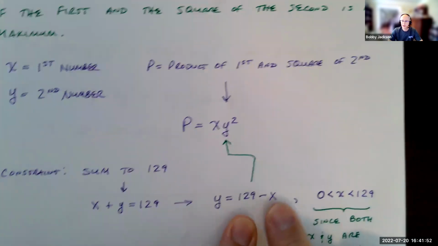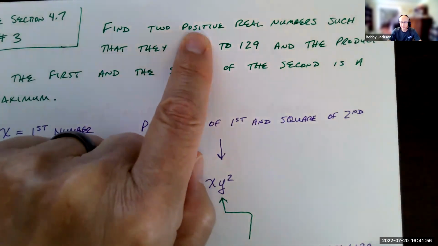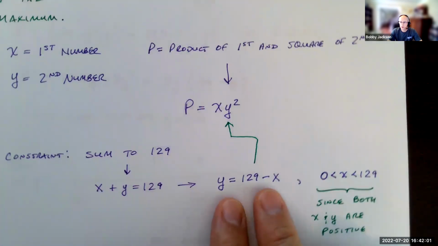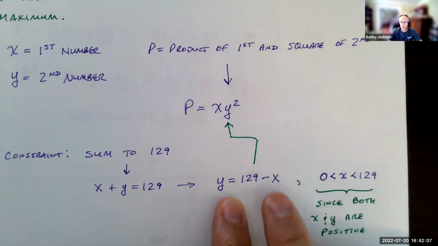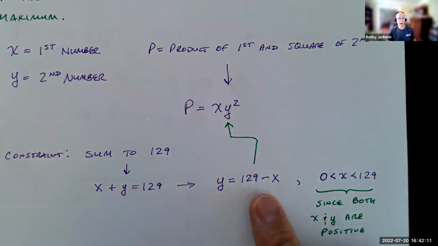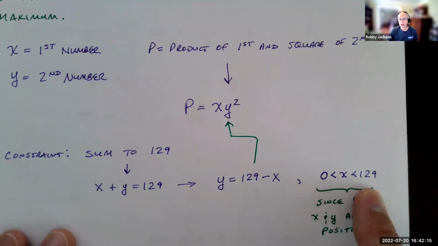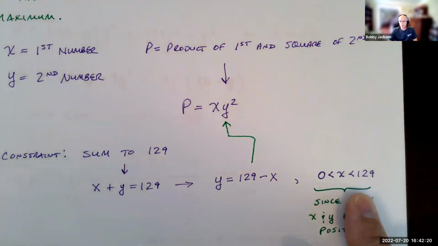Notice in this case, because the two numbers were indeed positive real numbers, meaning they're greater than 0, if y is equal to 129 minus x, then x of course has to be greater than 0. It's positive, but it also has to be less than 129, because if x is 129 or more, y will be 0 or a negative number. So this is a restriction on x. It can only be in this interval, and that's important in this problem.